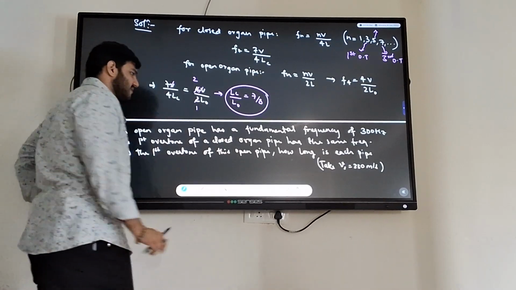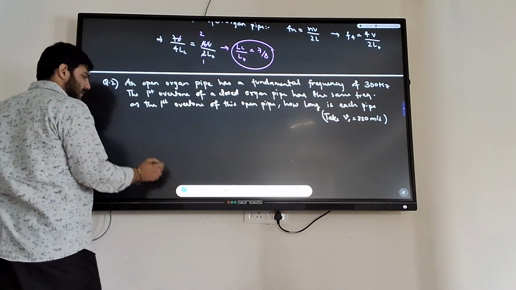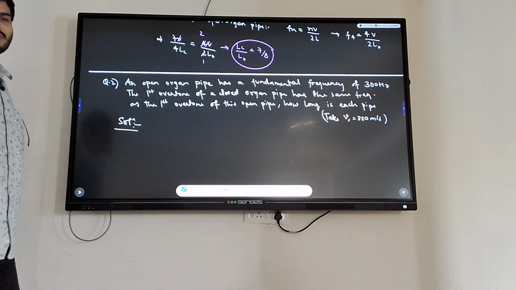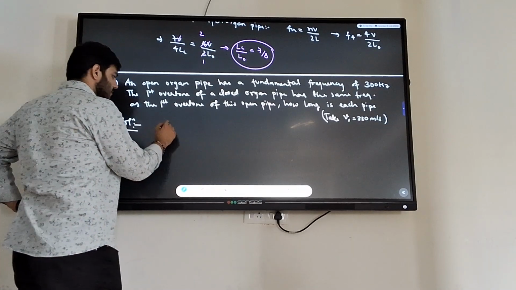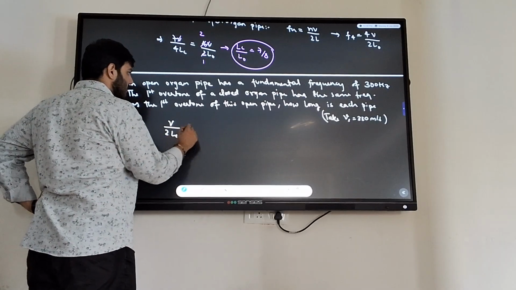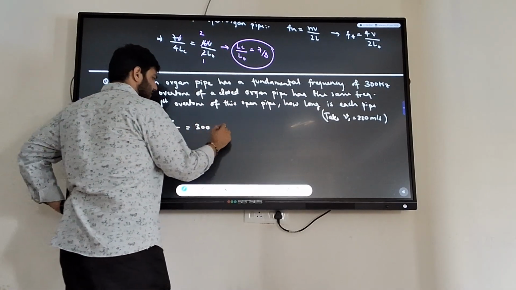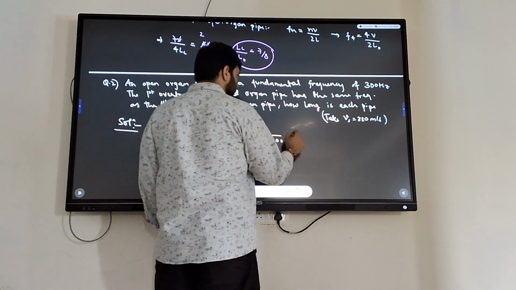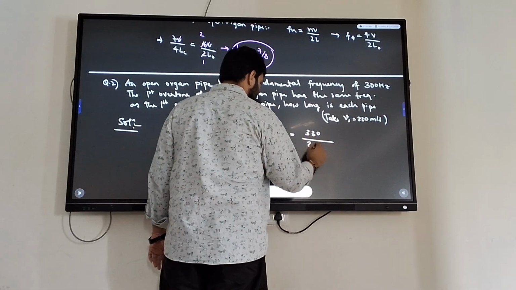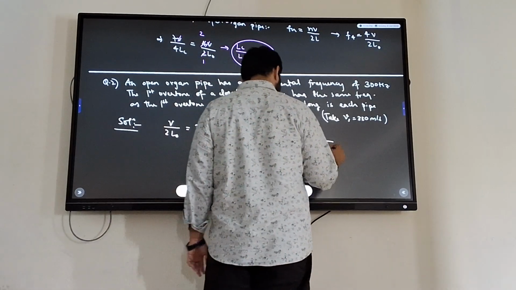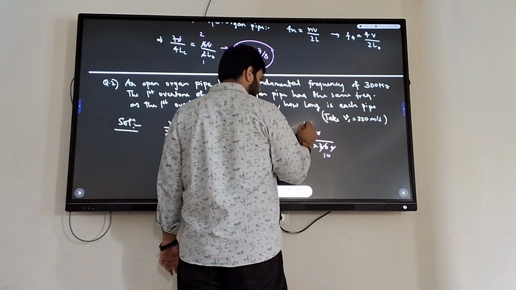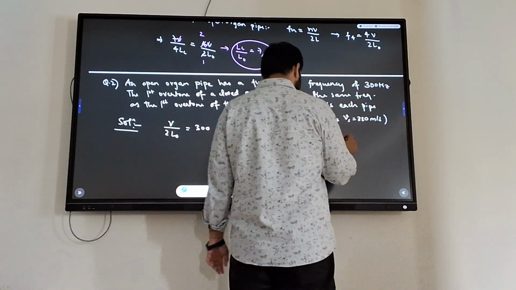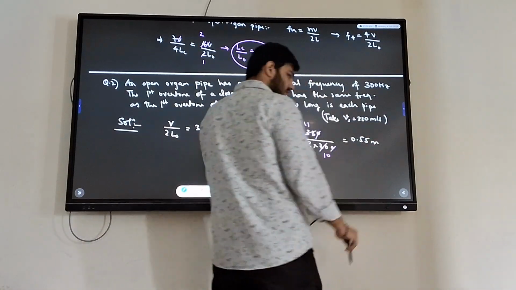So the open organ pipe has a fundamental frequency of this. I think from this statement itself you can find the length. The fundamental frequency of an open organ pipe is equal to V by 2L, which is equal to 300. So LO is equal to V by 2 into 300, and this V is 330. Yes. 330 by 600 is 11 by 10, 1.1, divided by 2, 0.55.